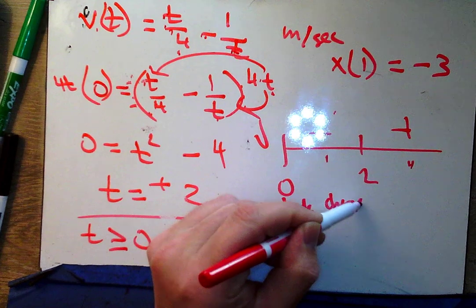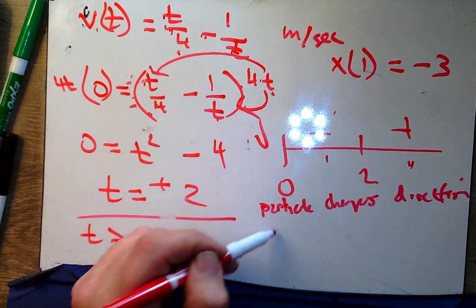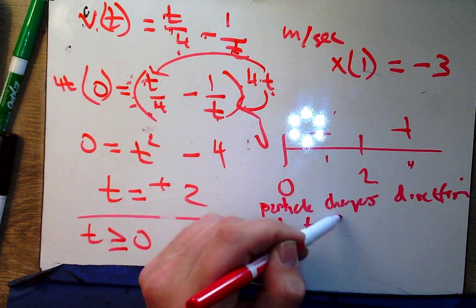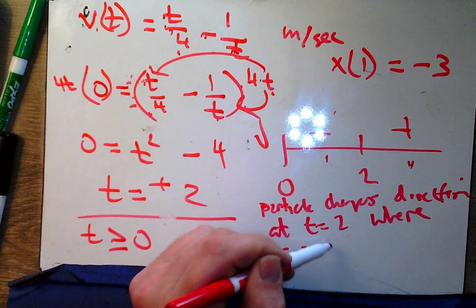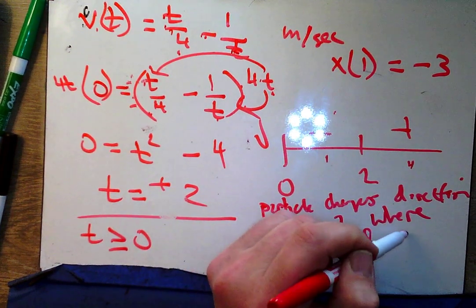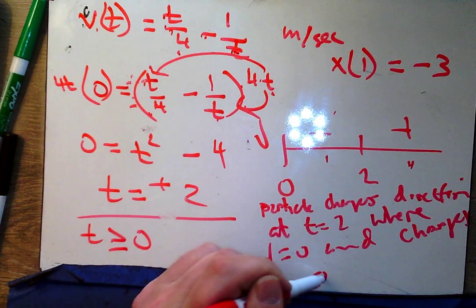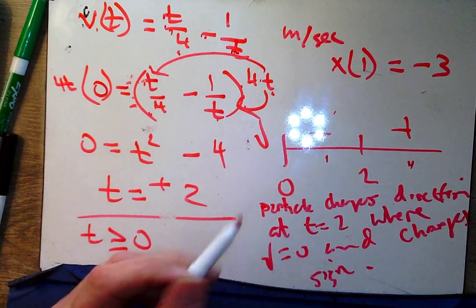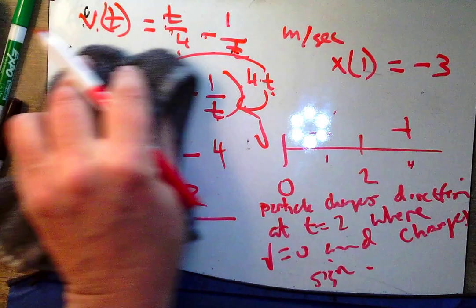So the particle changes direction at t equals 2, where v equals 0 and changes sign. Okay, that's part A. Part B, find the displacement from 1 to 5.